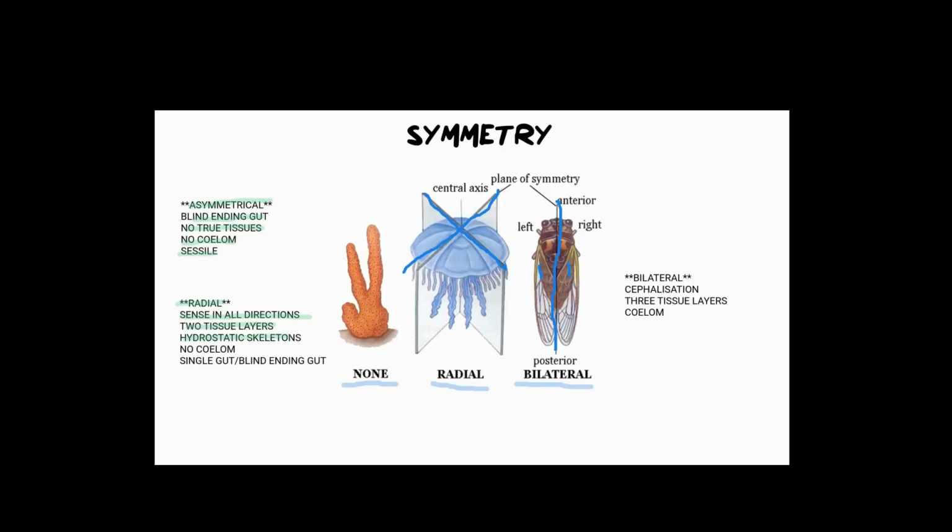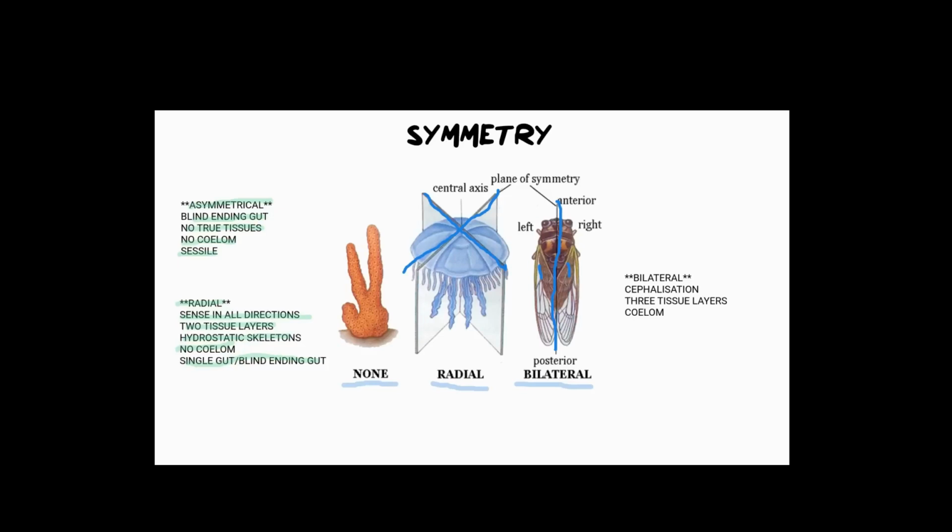And most organisms that are radially symmetrical actually have to live in water because their body needs to be supported by the water around them. They have no coelom either, which means they have no body cavity. And if you don't have a body cavity, you are not going to have specialized organs. And last but not least, they have a single, or also what we would call a blind ending gut as well. It means the opening that goes into their body is the same opening that waste would leave their body.